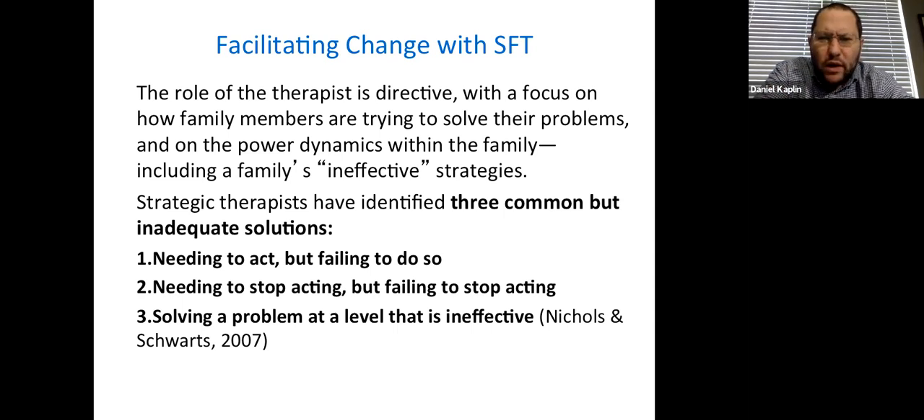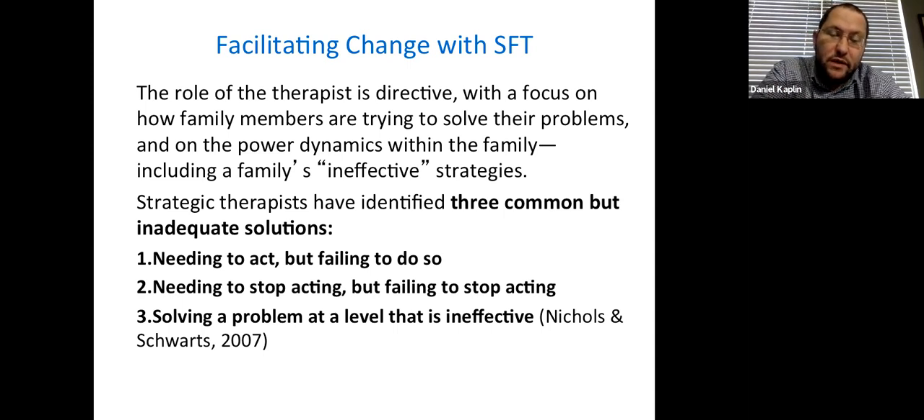So what are some patterns we see in the family that are issues, right? So one is knowing that you need to act, but not doing so. So there's a disconnect between the identification of a problem and what you're doing, or needing to stop acting. So now this is where you're engaging in maladaptive behavior and knowing you need to stop that, such as excessive drinking or drug use, right? But not stopping. Or trying to solve a problem, but the solution doesn't address the underlying issues.